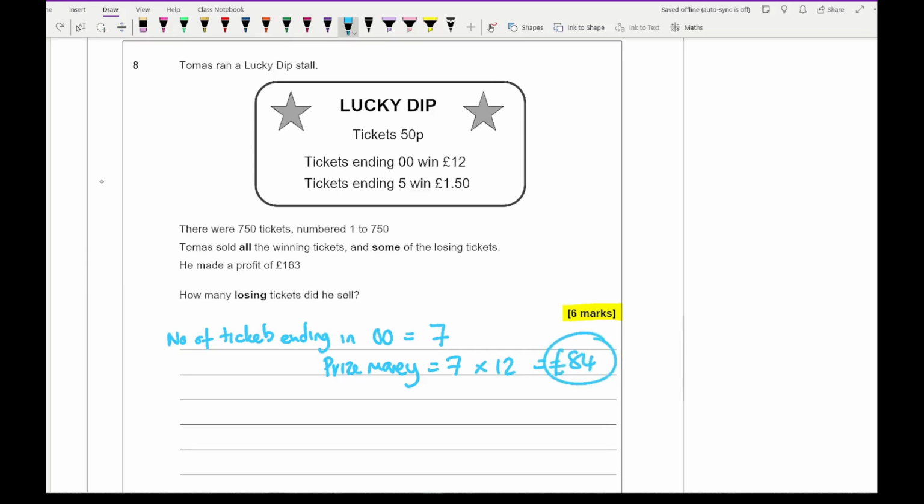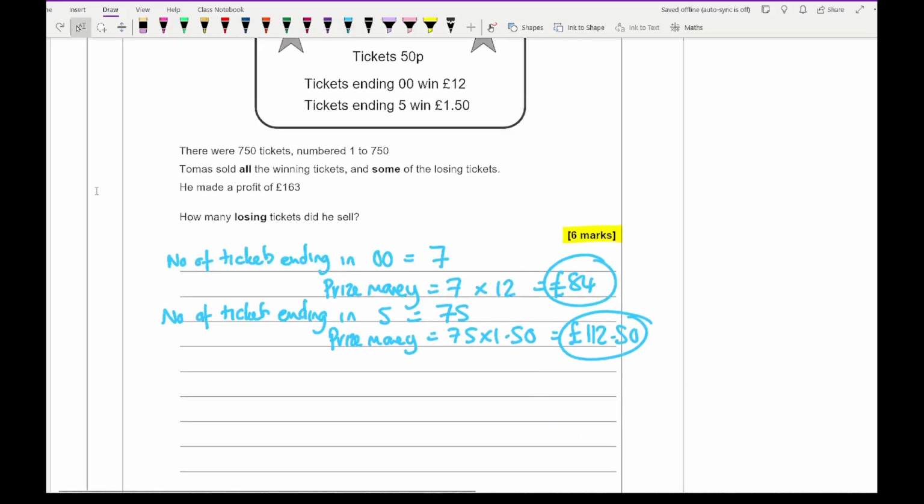So then the next thing we look at is the number of tickets ending in a 5, and that's going to be 75. So it's going to be 75 tickets. Then if we do the prize money for that, which is going to be 75 times £1.50, which gives me an answer of £112.50.